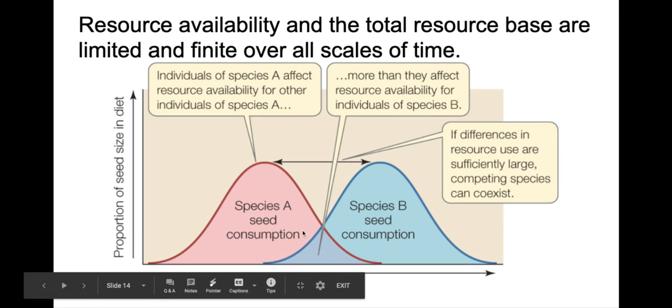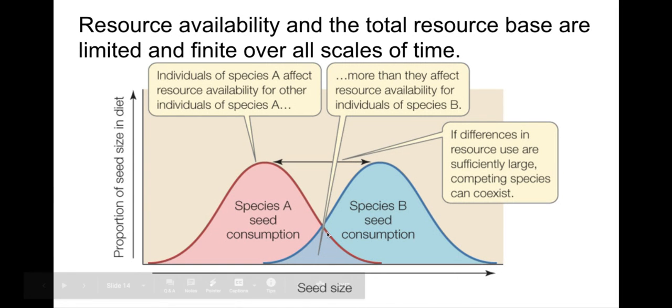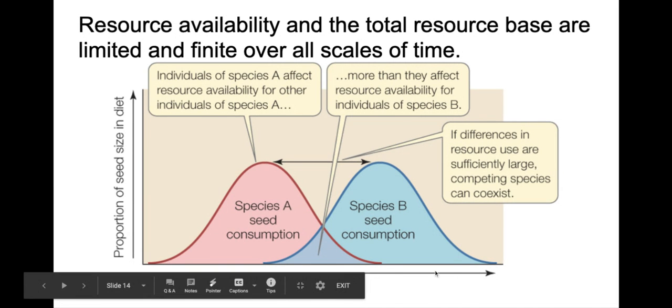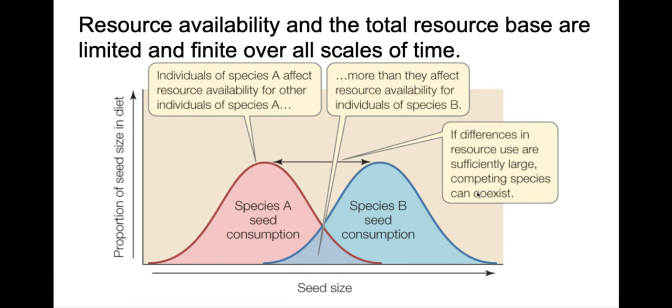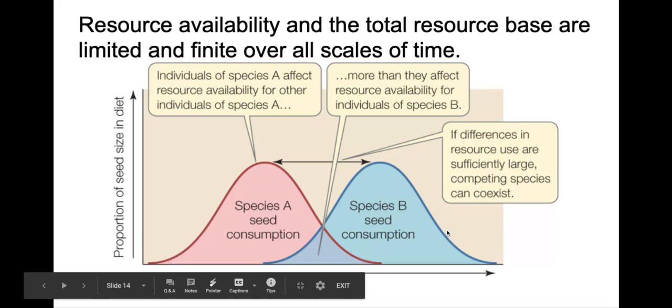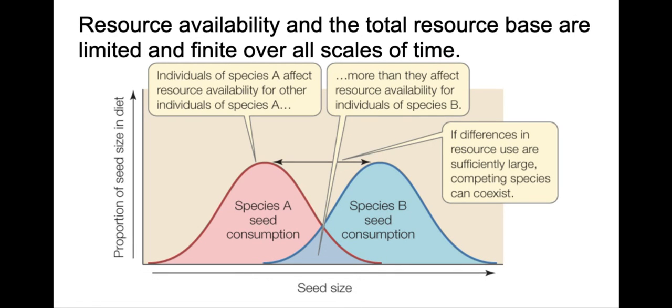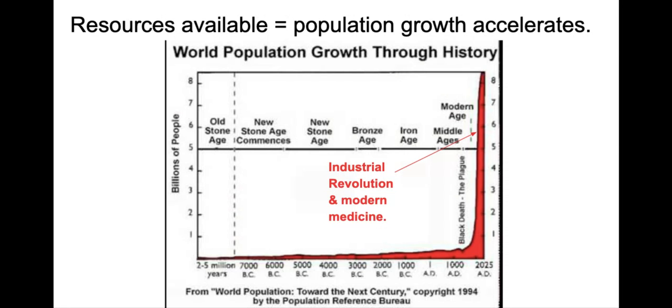So the more that they affect the resource availability for individuals of species B, the more they will drive species B out of their realized niche. So if the differences in the resource use are very large, then there is less competition and they can coexist. But if not, then one of them will have to die out. Now again, resource available means I'm going to allow the population to grow to the maximum growth that they can have.